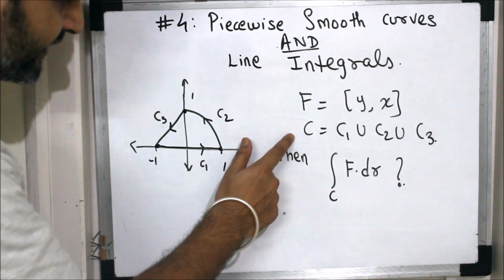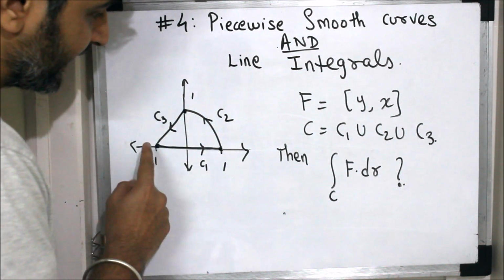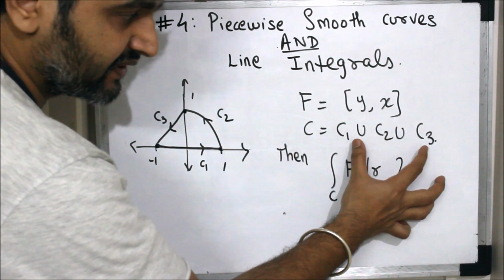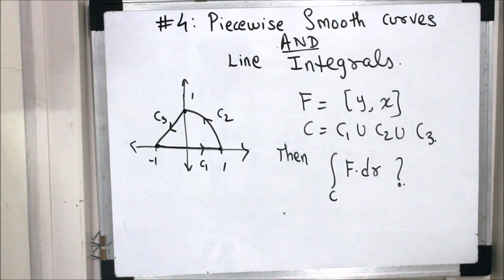So now my curve is what? It is C1 union C2 union C3. My curve is the union of these three curves, and if I do the line integral over this union, then the question is, what is the line integral? And the answer is very easy.